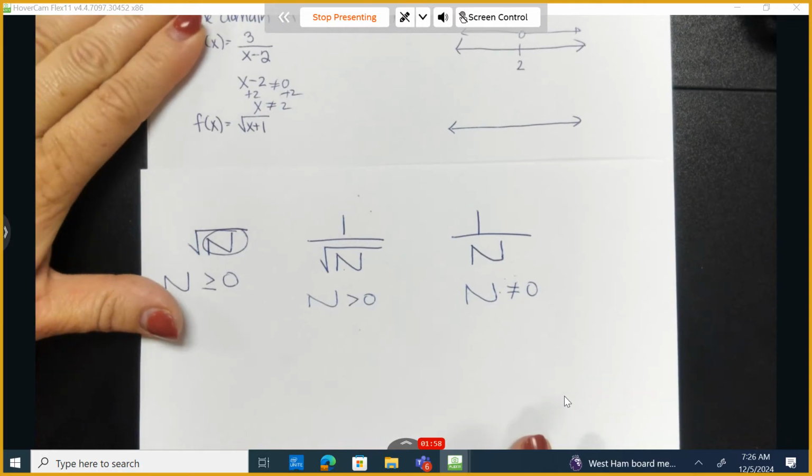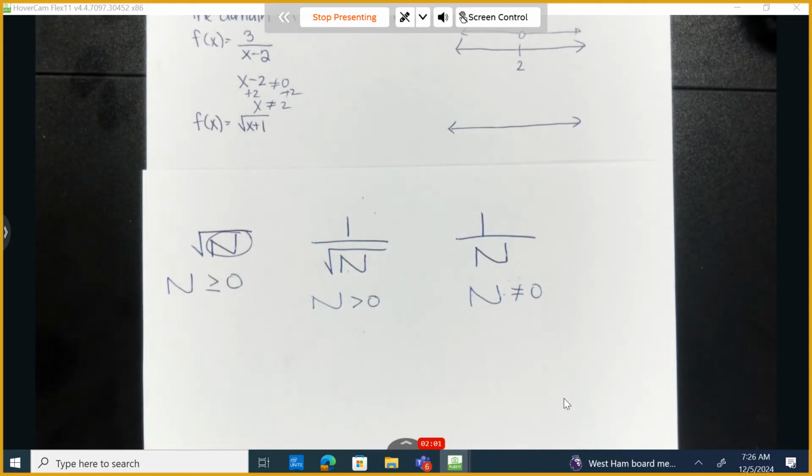Let's look at the next one. I'm going to press pause, and I'd like you to determine what is the domain and then to graph it on the number line.